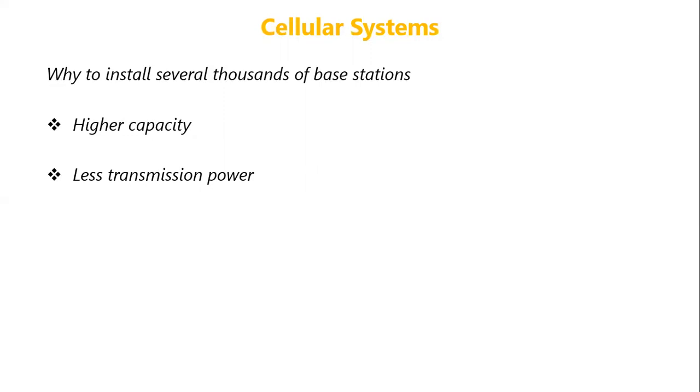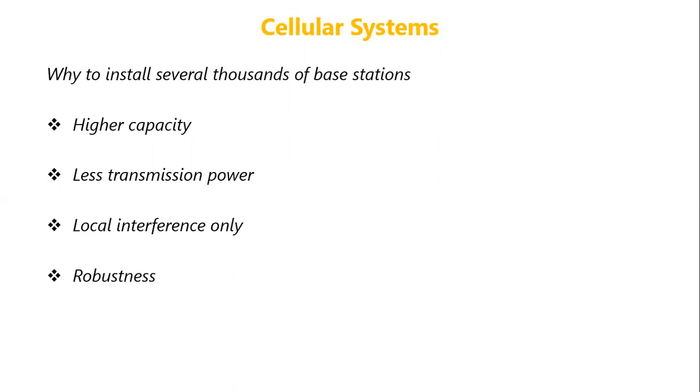Because if you have multiple base stations, the number of users in each base station will be comparatively less. So even if a user is away from the base station, by spending some extra power, he will be able to connect with the base station. That is the second reason why we should have several thousands of base stations instead of one base station. The third reason is local interference only.